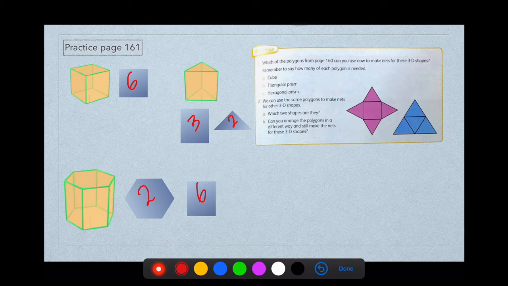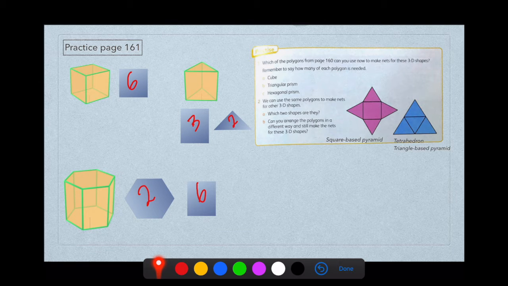Going to question 2. We can use the same polygons to make nets for other 3D shapes. Choice A. Which 2 shapes are they? Now, looking at these 2 nets, can you tell me what shapes are they going to form after we close them? Well, brilliant. The first one obviously is going to be a square-based pyramid. Now, once you fold these parts up, they unite in the center, you're going to have a square-based pyramid. And the second one, this shape, is going to make a tetrahedron.